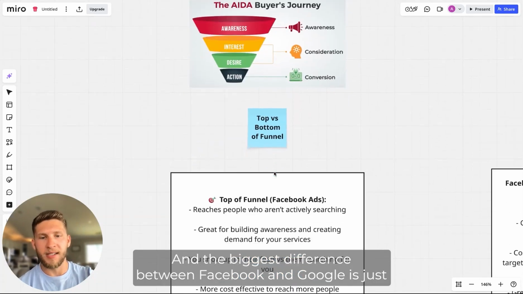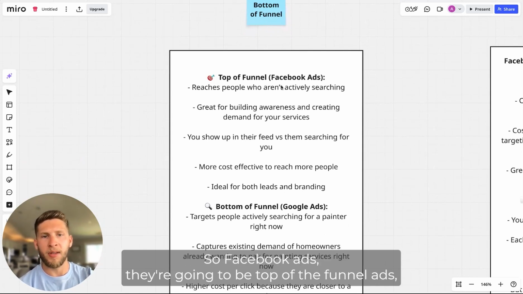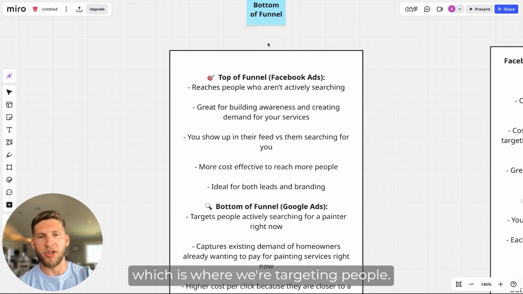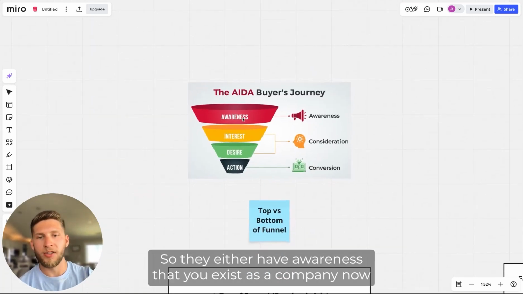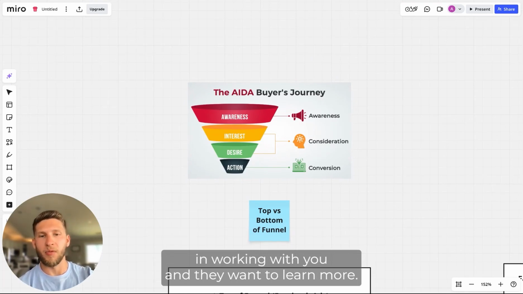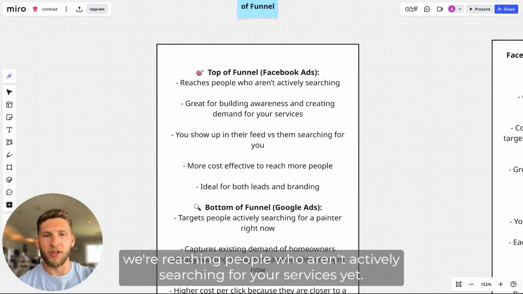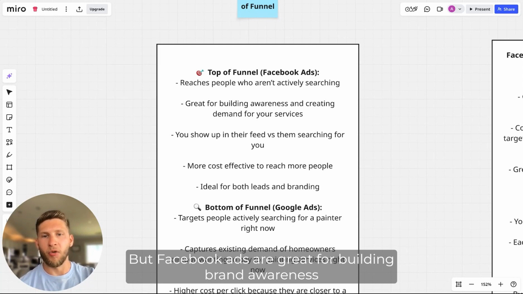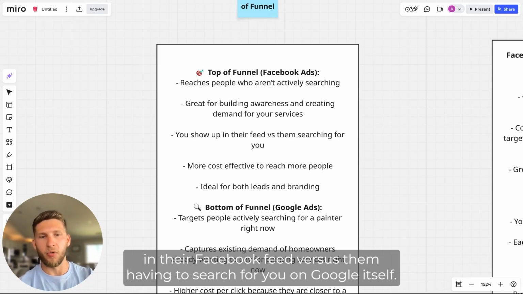And the biggest difference between Facebook and Google is just where we're actually targeting these buyers during that buyer's journey. So Facebook ads are going to be top of the funnel ads, which is where we're targeting people, I'll scroll back up, in the awareness or the interest phase. So they either have awareness that you exist as a company now because of the Facebook ad, or they now have a level of interest in working with you and they want to learn more. So with Facebook ads, we're reaching people who aren't actively searching for your services yet, but Facebook ads are great for building brand awareness and creating demand for your services because you're actually going to show up in their Facebook feed versus them having to search for you on Google itself.